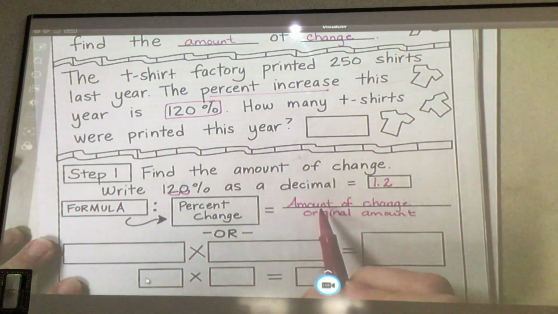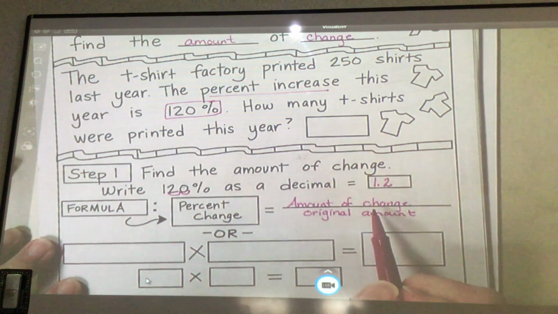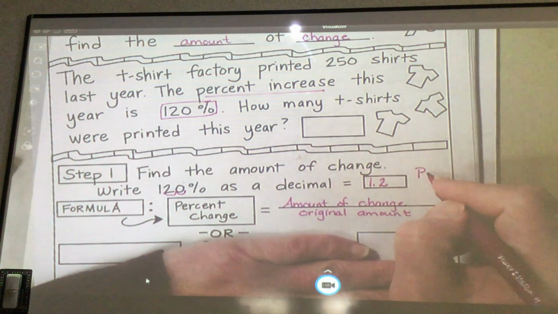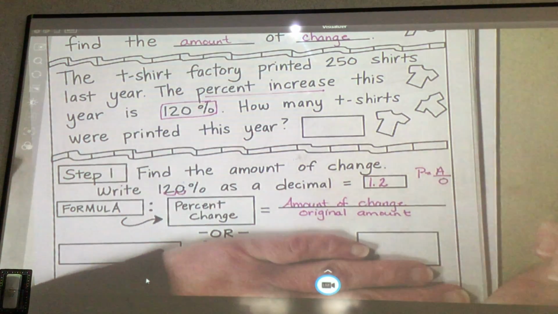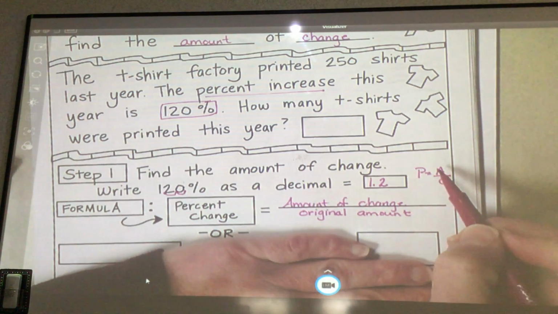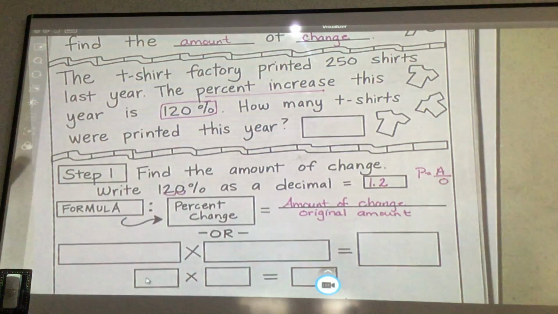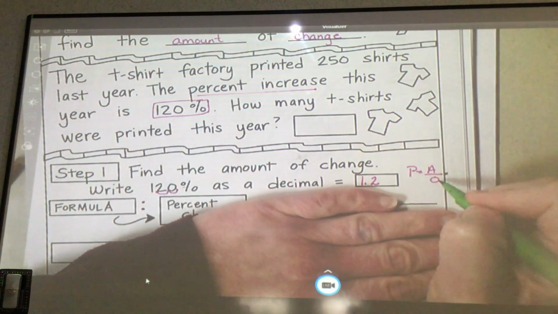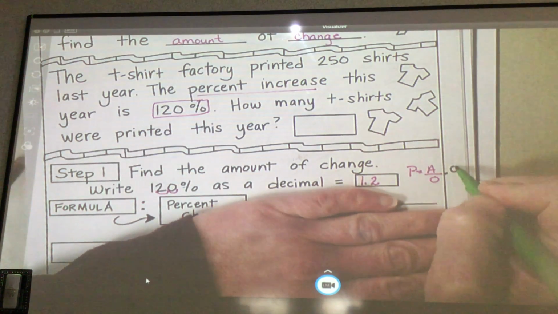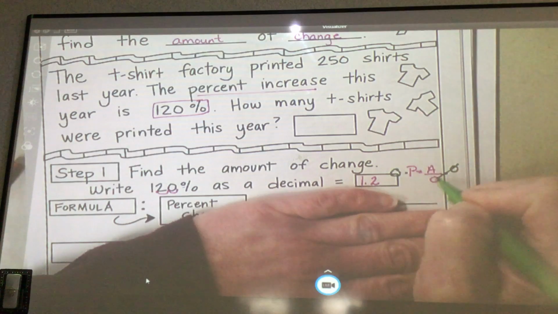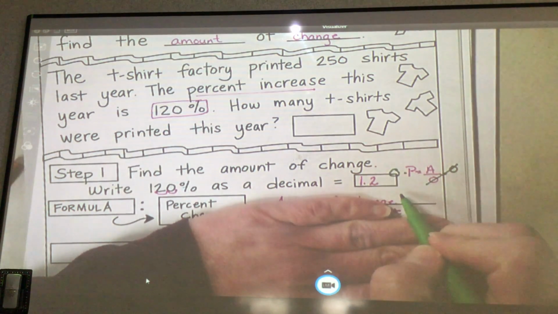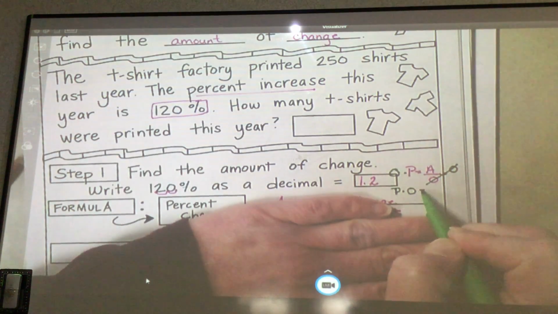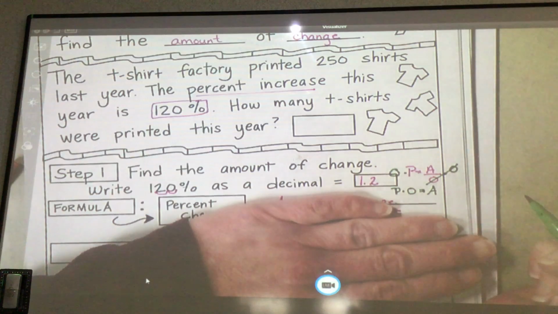So if we really want to find the amount of change, let's just look at this real quick. I'm just going to use some letters. I'm going to say percent equals amount over original. How would I solve for A? How do I solve for A if it was an equation? Multiply by the O. Multiply the original on both sides. Those cancel each other out. And I might switch that around again. So that means I'm going to have the percent of change times the original equals my amount of change.